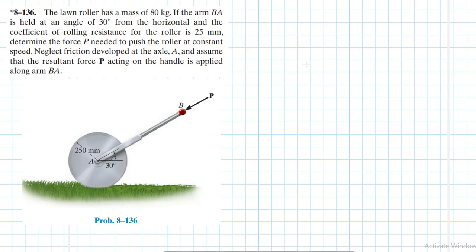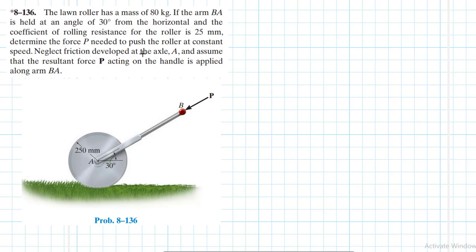The problem reads, the lawn roller has a mass of 80 kg. If the arm BA is held at an angle of 30 degrees from the horizontal and the coefficient of rolling resistance for the roller is 25 millimeters, determine the force P needed to push the roller at constant speed.